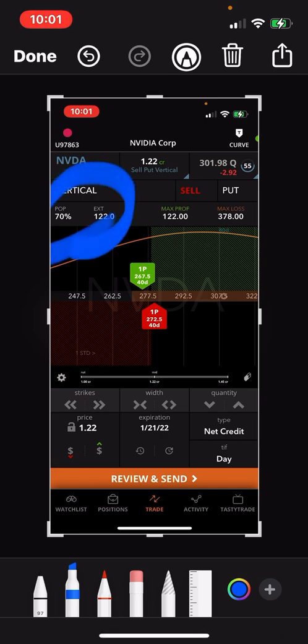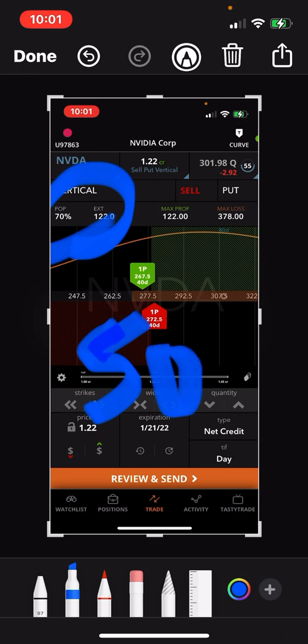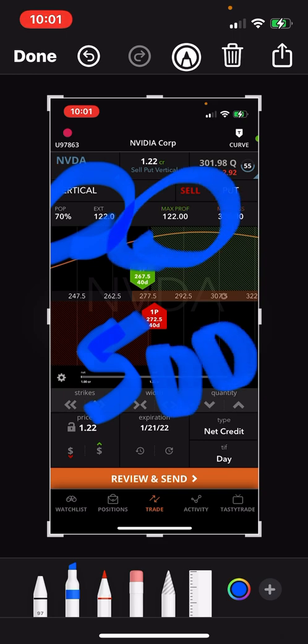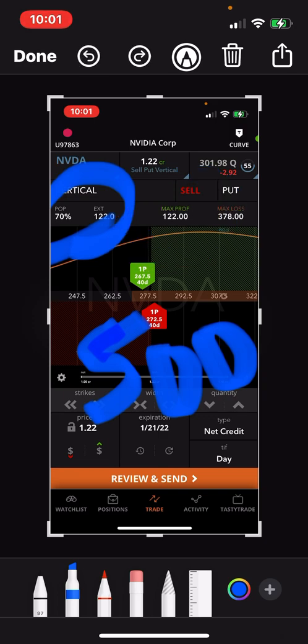And here is our risk. This is a $5 wide spread, so we're basically doing $500 here. Our max profit is $122, right? And our max loss is $378. And those two numbers together make 500. It's a $5 wide spread with a 70 probability of profit.